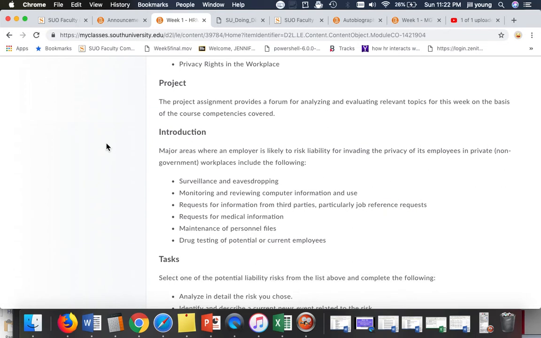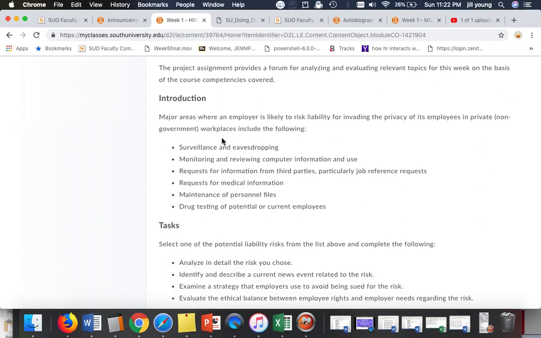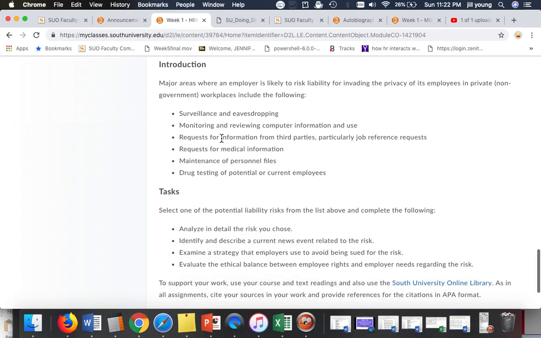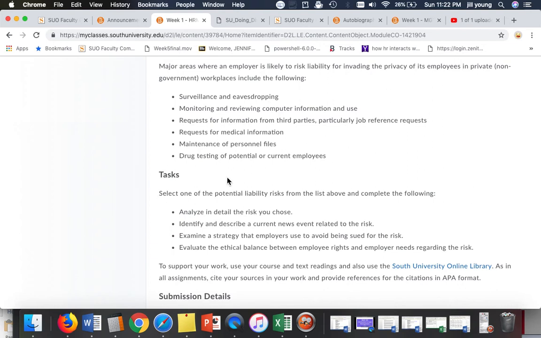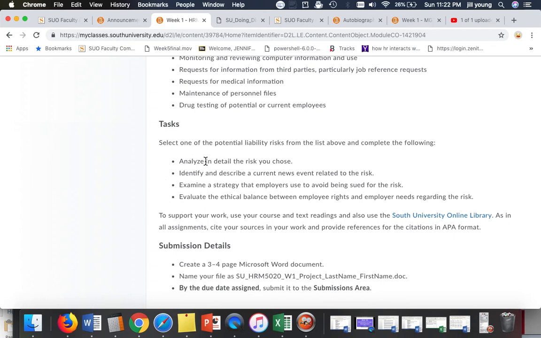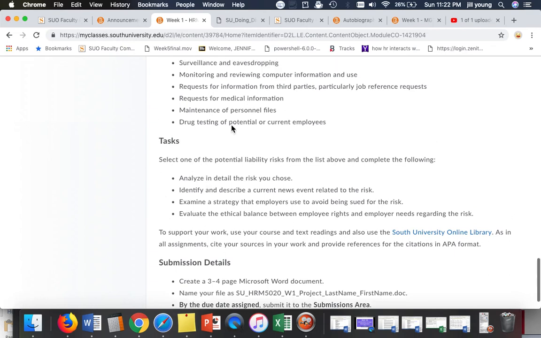So you've got major areas where an employer is likely to risk liability for invading the privacy of its employees in private, non-government workplaces. So here is the introduction to this, it's really talking about privacy here. But your task is to select one of these risks and complete the following. So if you're talking about surveillance and eavesdropping, you're going to analyze in detail the risk you chose.